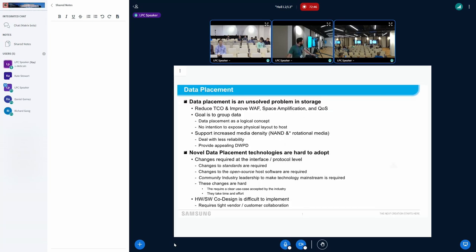Why is data placement important? In the beginning, when we had block devices, everything worked. Everything could be random, you could overwrite it, and things were pretty good. Especially since we introduced NAND-based storage devices, this has not been true, though we maintain the block device simple. So there is tracking in the device that we need to do to maintain that.